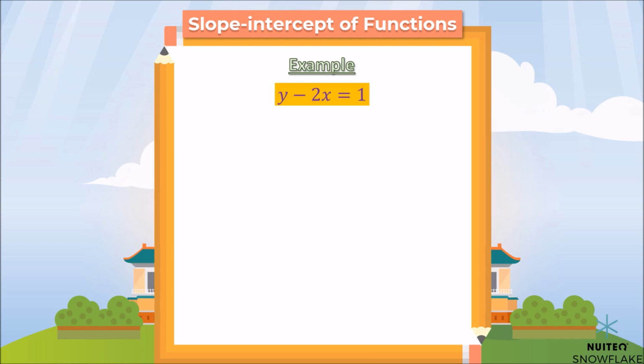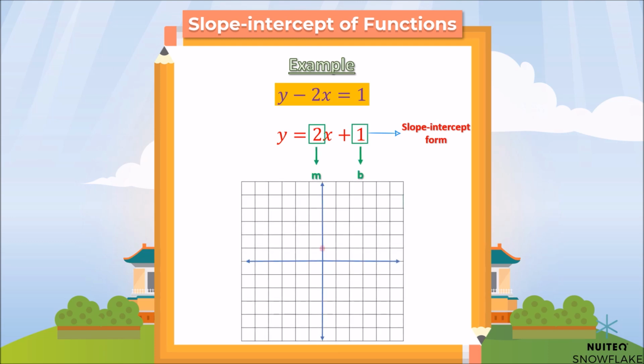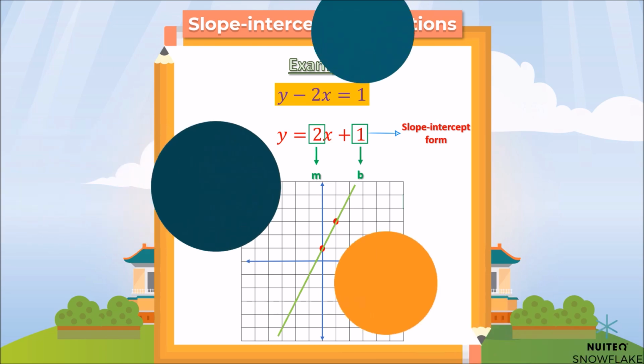y - 2x = 1. Let's rewrite it in slope-intercept form. Remember to always identify the slope and the y-intercept. Plot the point corresponding to the y-intercept, (0, 1). The m value, the slope, tells us that for each step to the right on the x-axis we move 2 steps upwards on the y-axis, since m equals 2. And once you have your second point, you can just draw a line through the 2 points, and extend it in both directions. Interesting, right?